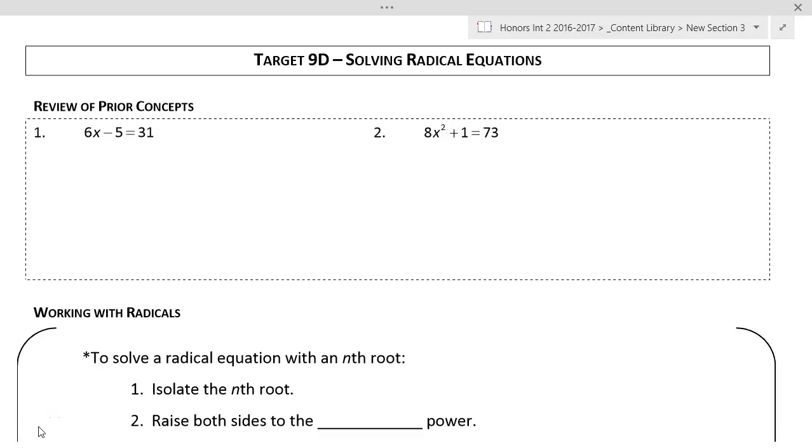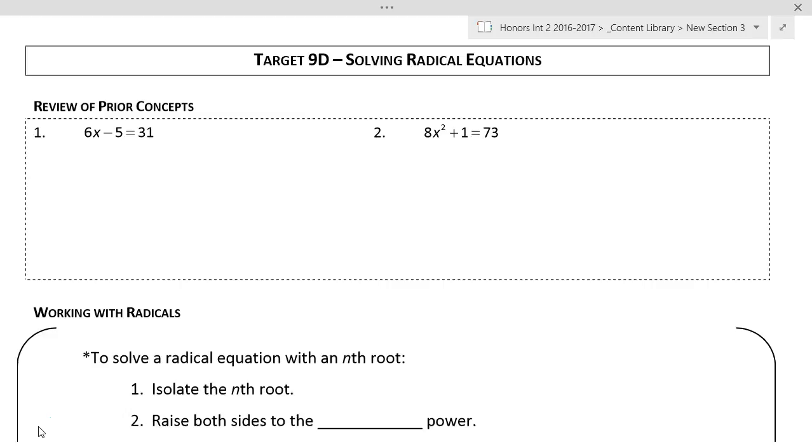Guys, today we're going to start target 9D. We're starting our KC9 unit, and unit 9 is going to be all sorts of out of order, like I was saying. So we're starting with 9D. We're starting with the last target. And 9D is just solving radical equations.